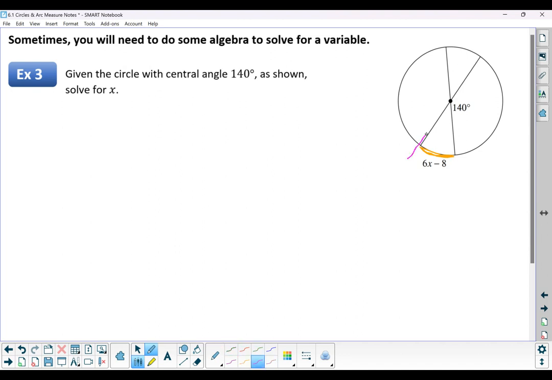We've got a diameter right here. So if this is a 140 degree central angle, we know that this one would have to be 40 degrees, because those two have to add up to 180. So the central angle and the arc have the same measure. We can use the equation 6x minus 8 is equal to 40 to solve for x. We'll move some terms around, adding 8 first, and now dividing by 6 to get x is equal to 8.